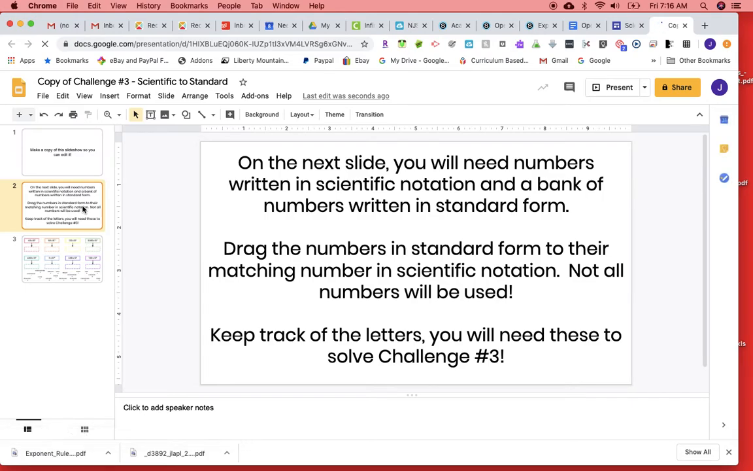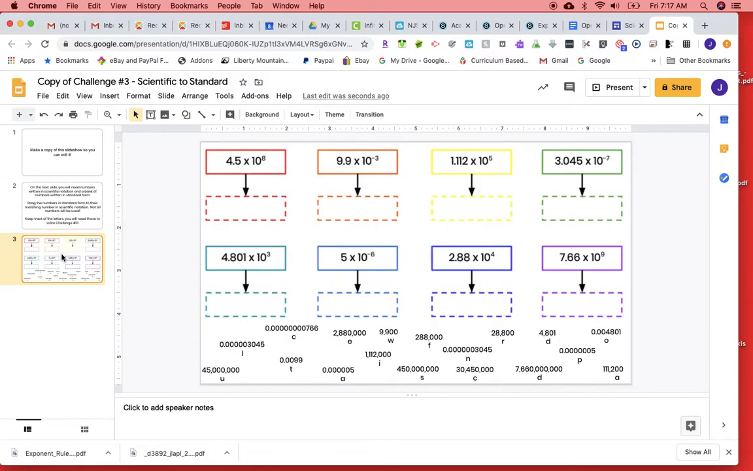It says on the next slide, you're going to need numbers written in scientific notation and a bank of numbers written in standard form. So you're going to drag the numbers in standard form to their matching number in scientific notation. Not all numbers will be used. You're going to keep track of the letters. You will need these to solve challenge 3. So let's move on to this one. We're just going to drag our answers up to the correct box that matches. Down on the bottom, we have standard notation. Up on top, in the colored boxes, are our scientific notation.